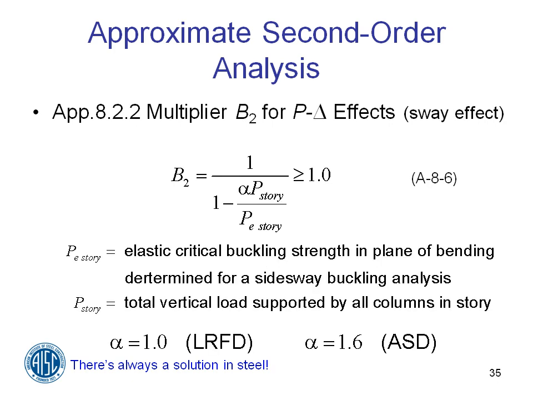All right, the B2 multiplier, 1 over 1 minus alpha P_story over P_e,story. P_e,story is the elastic critical buckling strength in the plane of bending. Okay? It is the strength that the structure has to resist lateral buckling. And P_story is the total vertical load supported by all columns in the story.